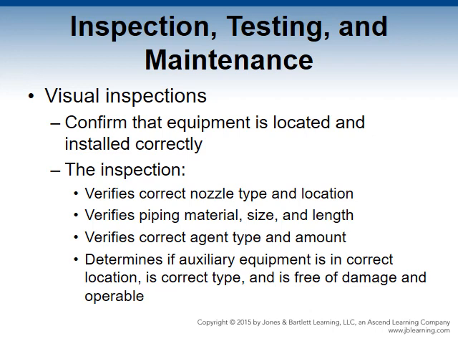Visual inspections. Visual inspections confirm that equipment is located and installed in accordance with the approved plans and their supporting documents. Inspections include verification of correct nozzle type and proper operation and location relative to the hazard. Other components of the visual inspection are ensuring correct piping material, size and length, correct agent type, and amount. Inspections also determine if auxiliary equipment is in the correct location, is the correct type, and is free from damage or any condition that will inhibit operation. Alarm bells, manual releases, and fusible links must also be checked.